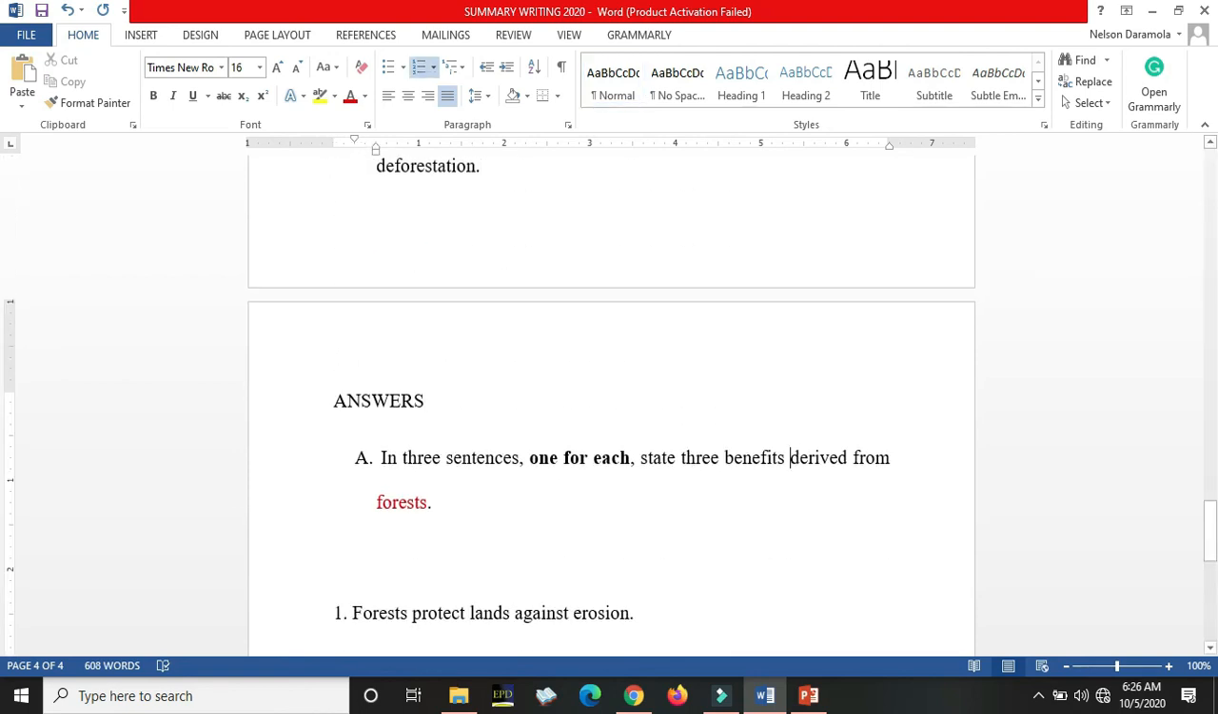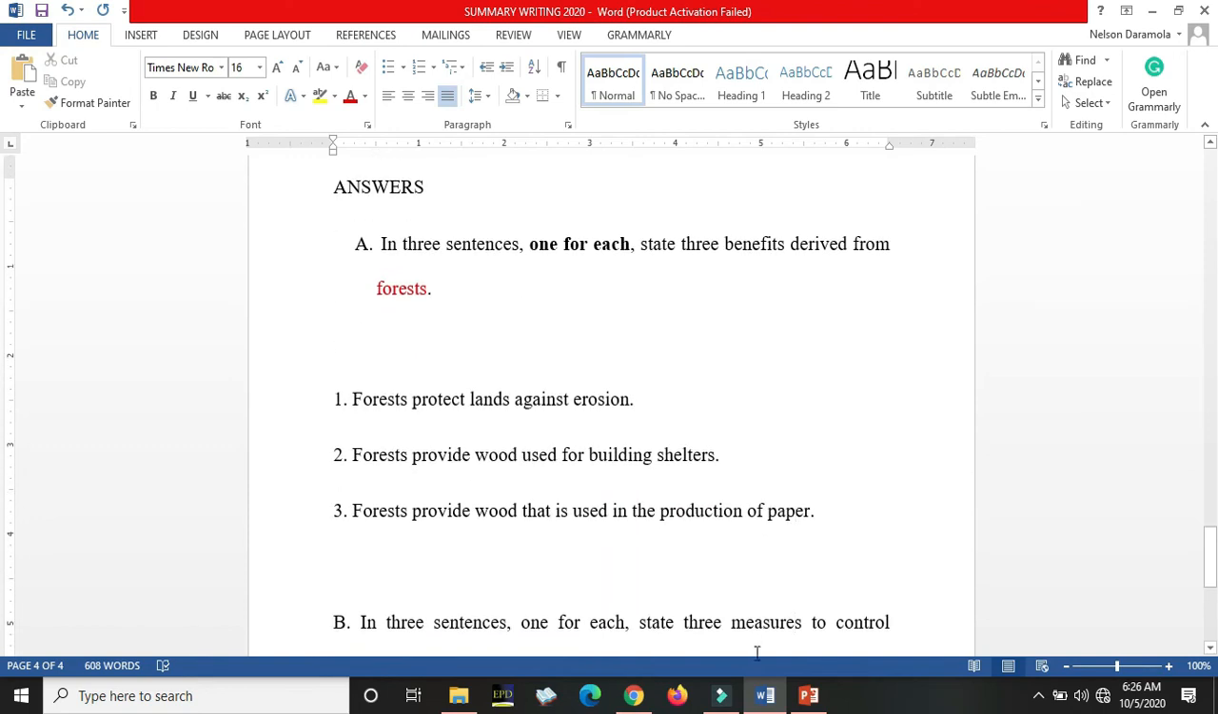Now these are your answers. So you check again. Have you started in capital letter and you have a full stop at the end? Because in 3 sentences, one for each, state 3 benefits derived from forest. 1. Forest protect land against erosion. Forest provide wood used for building shelters. Forest provide wood that is used in the production of paper. So I should not say, because I've said this here, then I begin to use they or it to represent it. No, in that sense I'm linking the pronoun to this antecedent, and it is wrong because my sentences have to be independent, one for each.